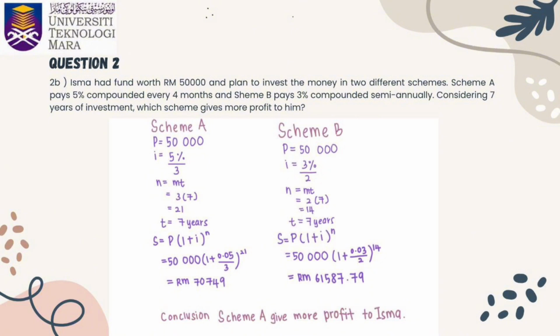The method is just like how we calculate scheme A, however, there is a bit of a difference in the amount.